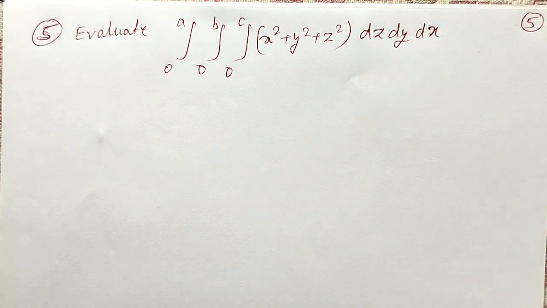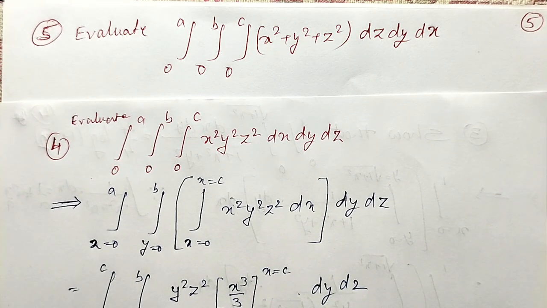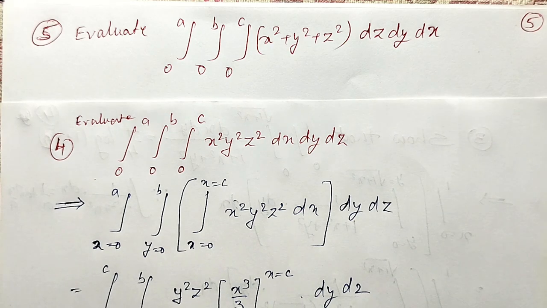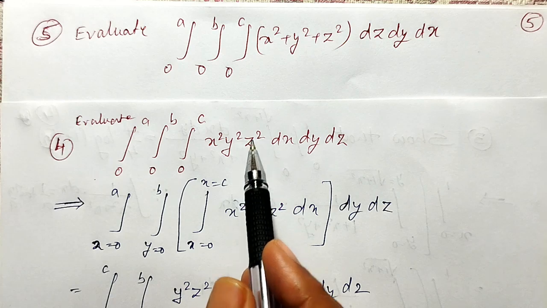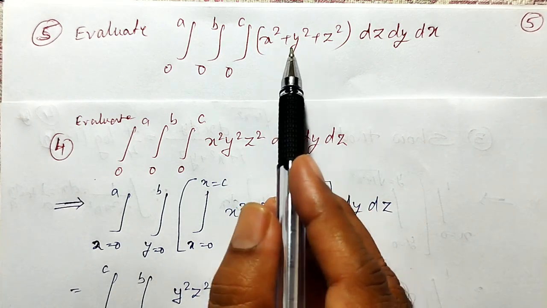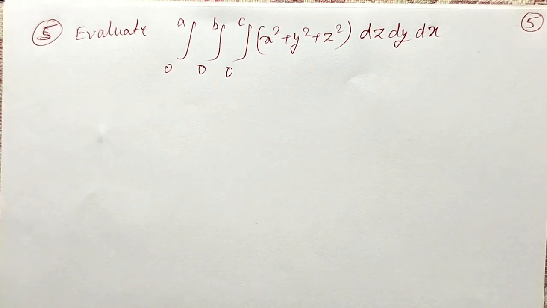In the previous video I have solved the same type, but it is different here. What is the difference between the previous example and this one? Here x square into y square into z square was there. Now it is plus in between. In such cases it is a little bit different example.